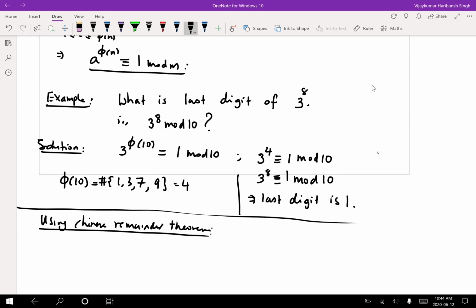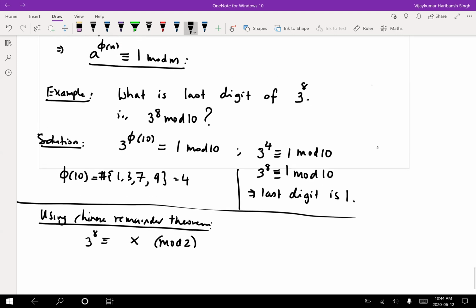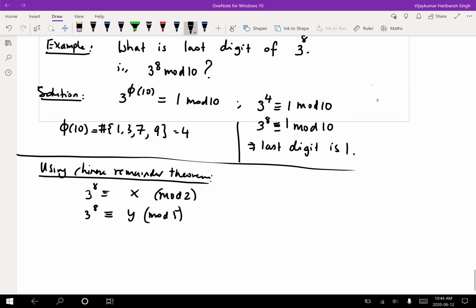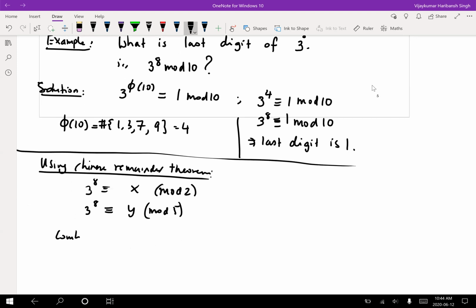So let me just hint at that. You compute 3 to the power 8 congruent to x mod 2, and then you compute 3 to the power 8 congruent to y mod 5, and then combine x and y using the Chinese remainder theorem.